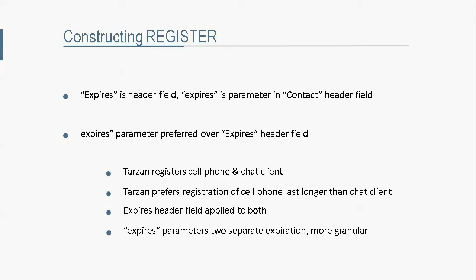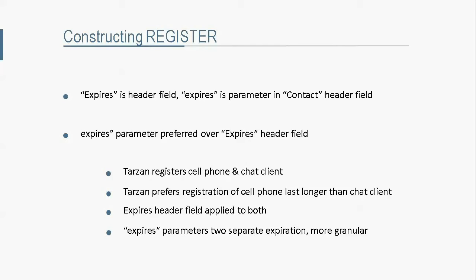Well, he probably would like to have the registration of his cell phone to last longer than the chat client's, as he will be moving around the jungle a lot with his cell phone, and it is simply inefficient to send register requests over and over again instead of using a rather higher expiration. In this scenario, if Tarzan uses the expires header field, it will be applied to both the cell phone and the chat client. The expires header field cannot be used for one entry and not for the other.